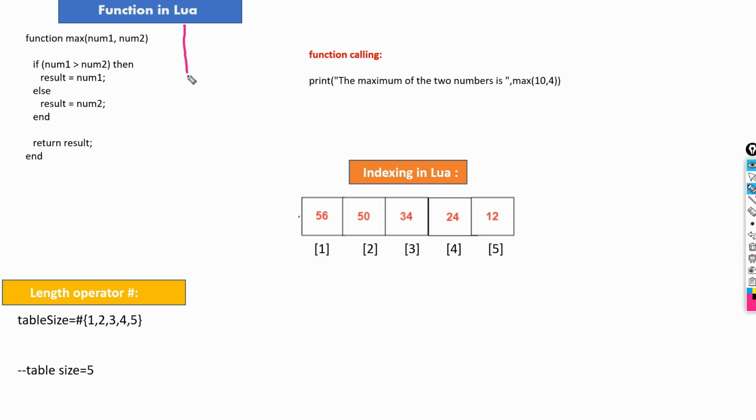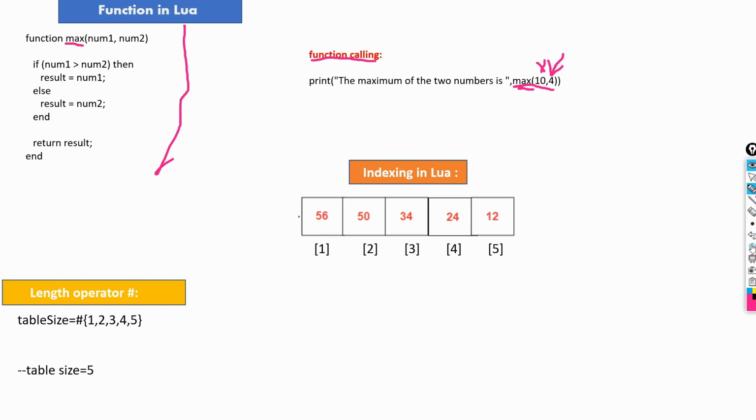And this is the function definition, and this is the function calling. When you call a function, it is the same way. In this also you just write the name. This is the function name, and we wrote the name and gave the parameters. This is the same as in C++ or in Python.